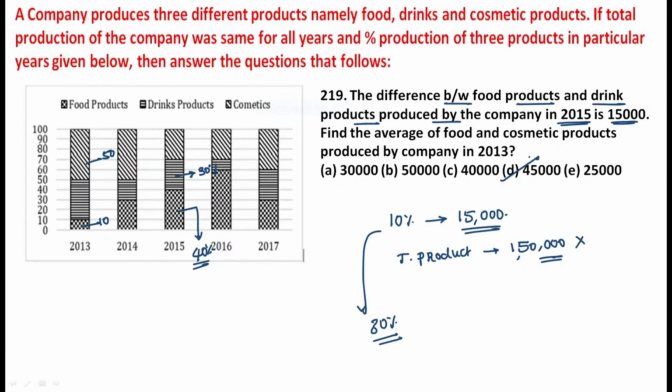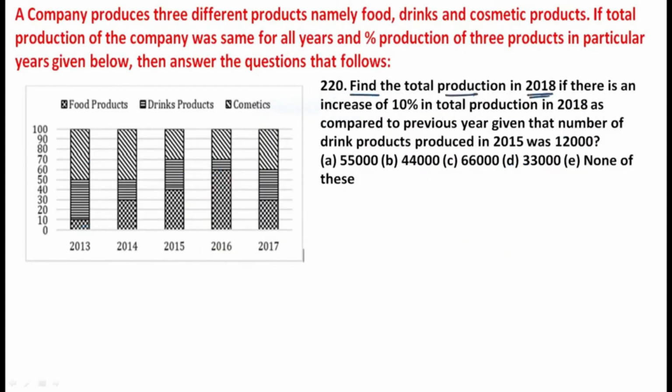Check it out. We want the total production rate, or you have to identify the other value. If you want to identify the other value, you have to consider the direct info. Find the total production in 2018. If there is an increase of 10% in total production in 2018 as compared to the previous year, given that the number of drink products produced in 2015 was 12,000. In 2015, drink products are exactly equal to how much percentage? Here 70, here 40. Now the total difference is exactly equal to 30%. Now the 30% becomes 12,000. Now 30 becomes 12,000. Now 100 becomes how much?